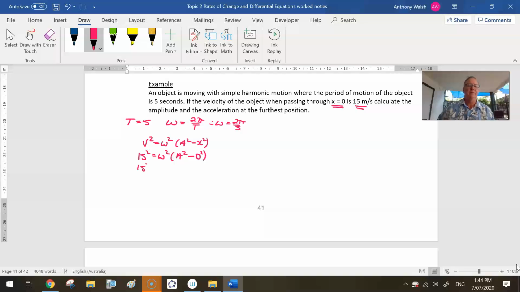So the other thing I meant to put in was omega. We know what omega is. It's 2 pi on 5. So 2 pi on 5 squared by a squared minus 0 squared is just plain old a squared. Alright, so if I was to rearrange that, a squared would be equal to 15 squared times by the reciprocal of that, 2 pi on 5, which would be 5 on 2 pi squared.